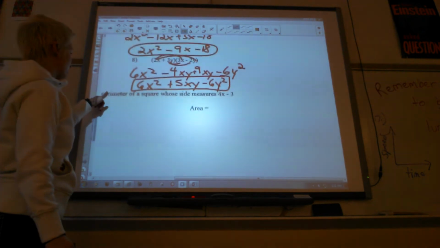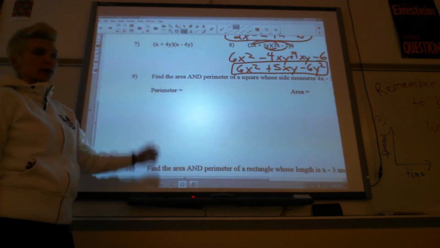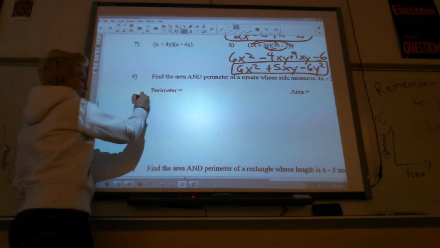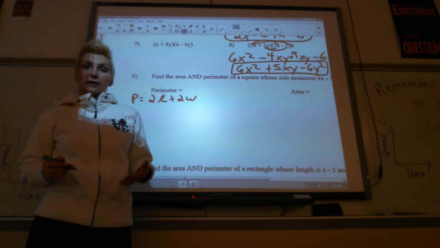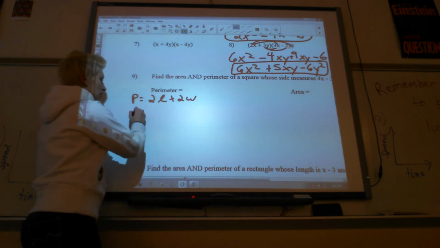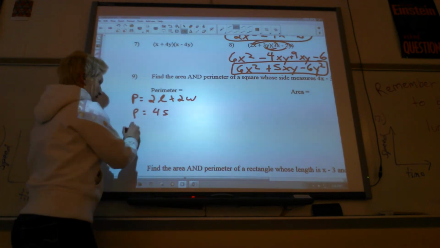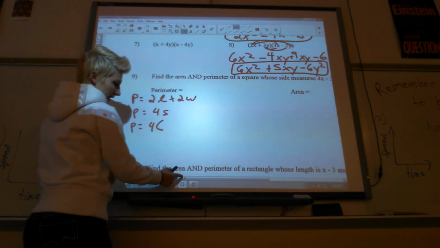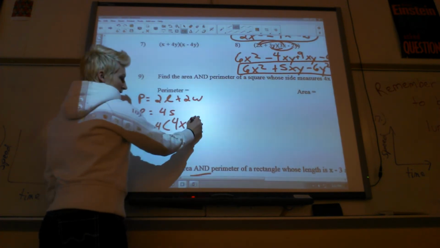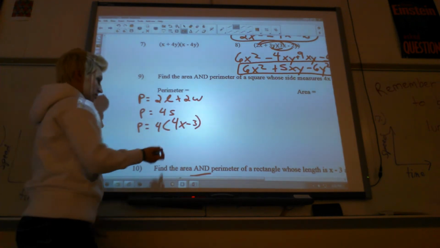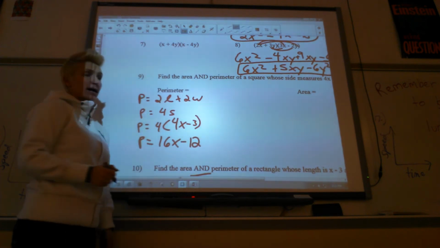The last thing we have to talk about is perimeter and area. We actually talked about perimeter of a square the other day. You know that perimeter is twice the length plus twice the width. In a square, our length and width are actually the same size. So we can make our life a little easier and just say 4 times the length of a side. So the side length they gave us was 4x minus 3. So all I have to do is distribute or multiply. So that's my perimeter.